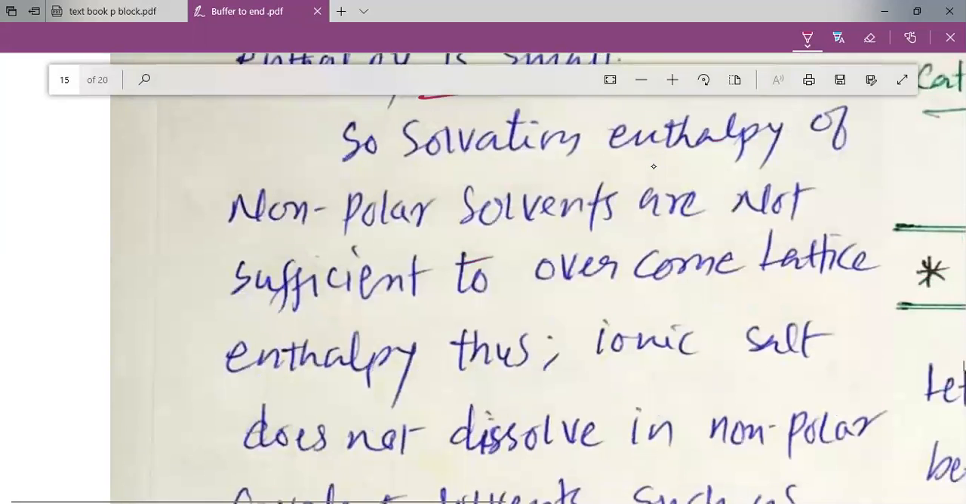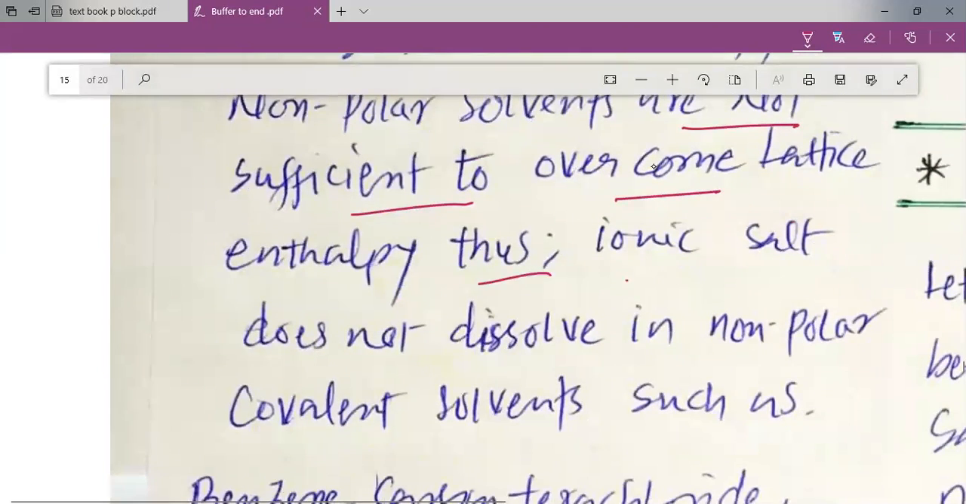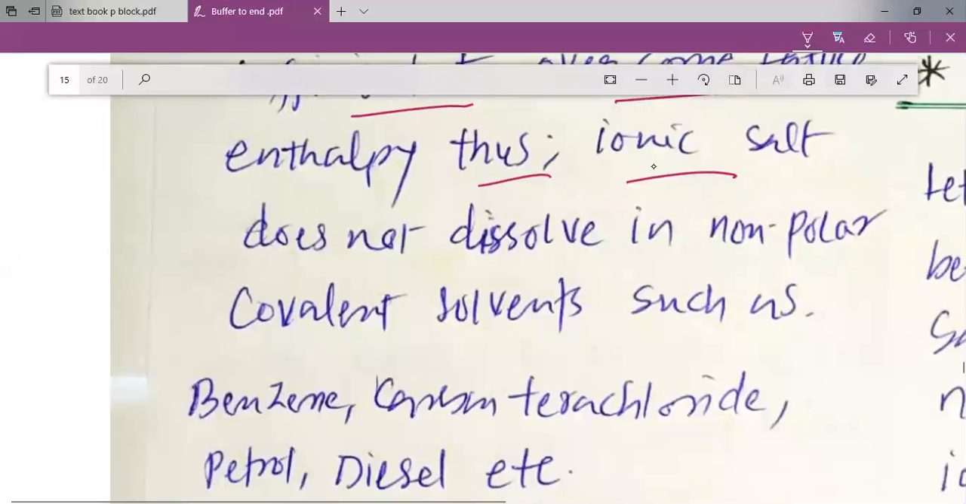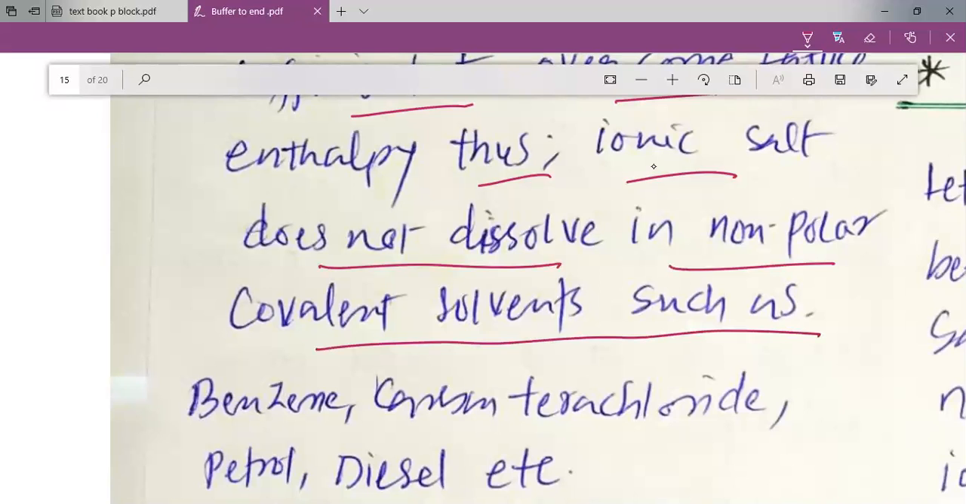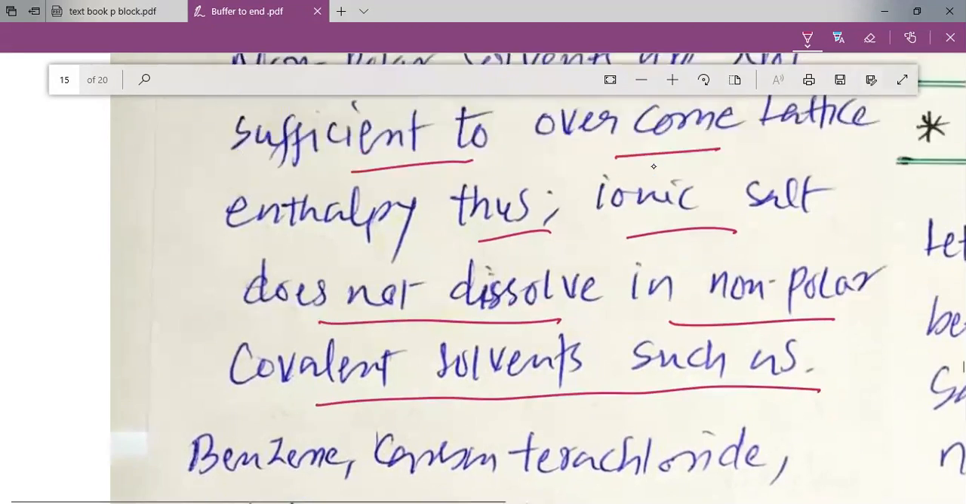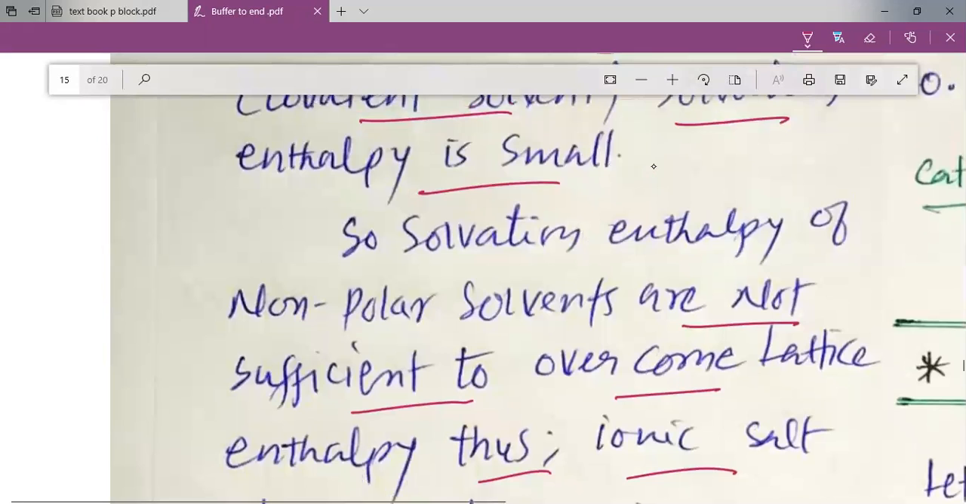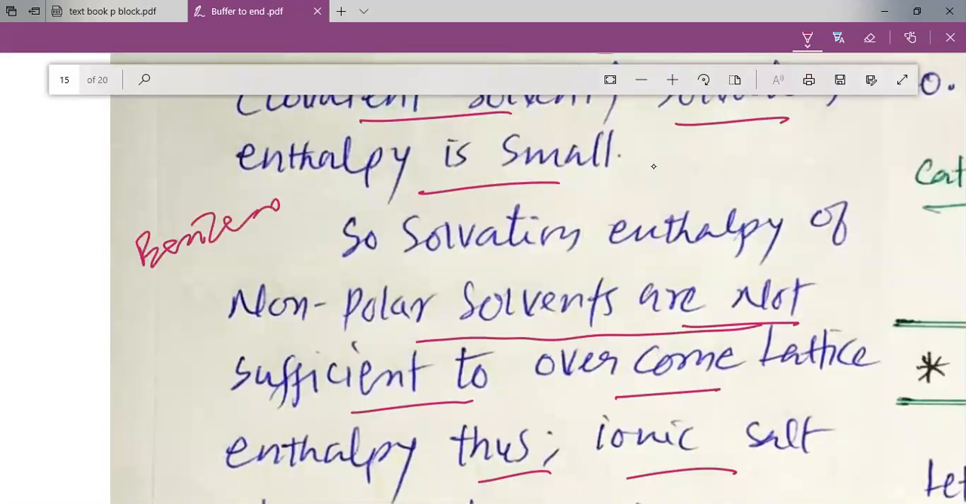So the solvation enthalpy of non-polar solvents is not sufficient to overcome the lattice enthalpy, and thus ionic salt does not dissolve in non-polar covalent solvents. So please remember, my dear students, that non-polar solvents are organic solvents like benzene, carbon tetrachloride. They are known as non-polar solvents, but water is a polar solvent.